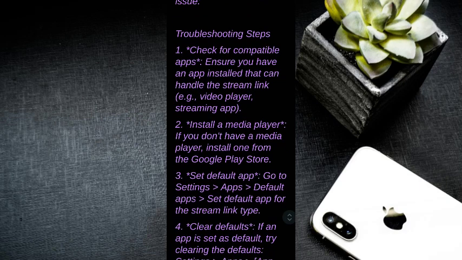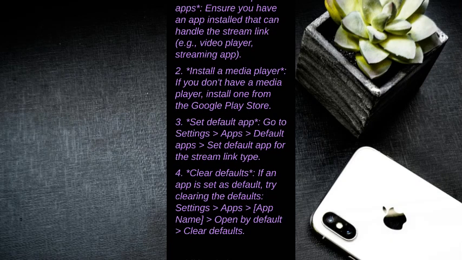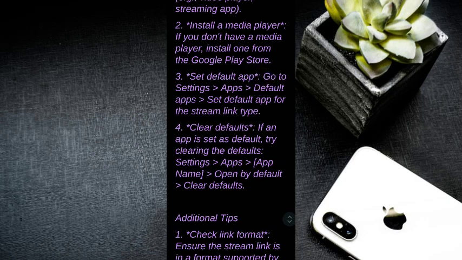Next, if you don't have a media player, install one from the Google Play Store. Then go to settings, click on apps, click on default apps, and set the default app for the stream link type. If an app is set as default, try clearing the default by clicking on settings, clicking on apps, then going to the app name, clicking on open by default, and clear defaults.